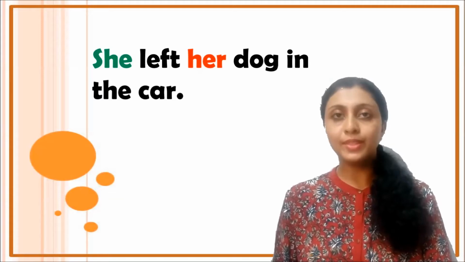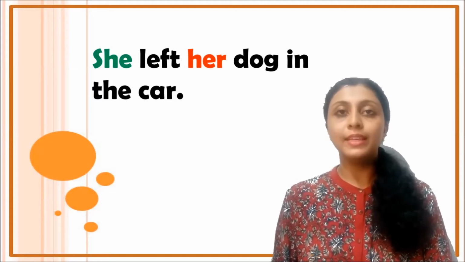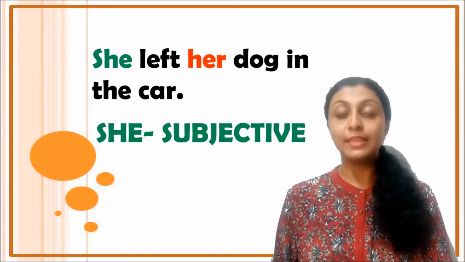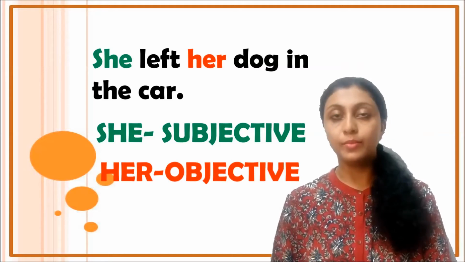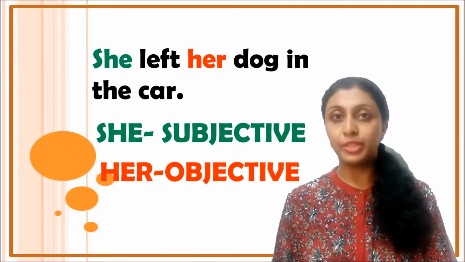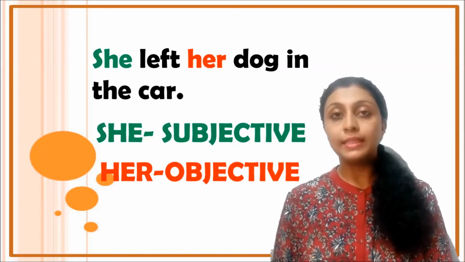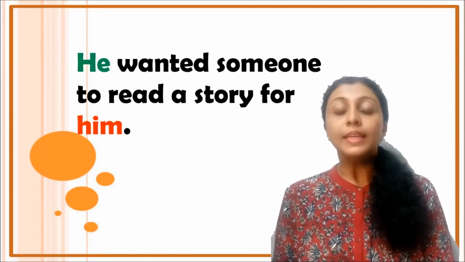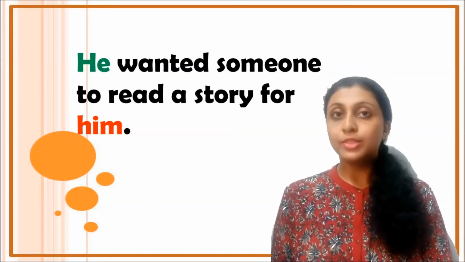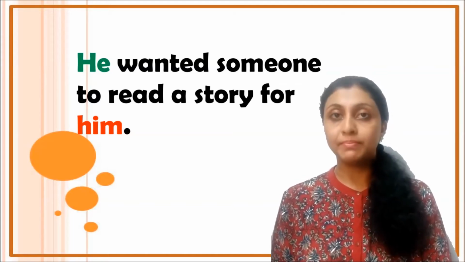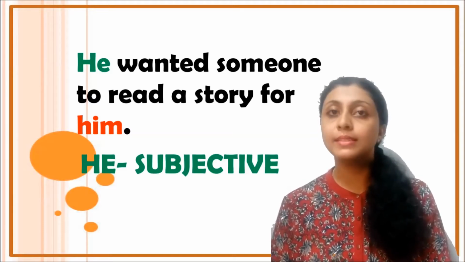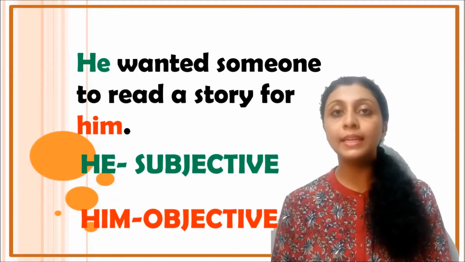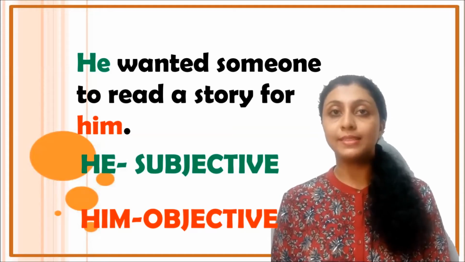She left her dog in the car. She is the subject of the sentence. It is in the subjective case. Now she becomes her when it is acting as the object. So her is in the objective case. He wanted someone to read a story for him. He becomes him. He is in the subjective case and him is the objective case.